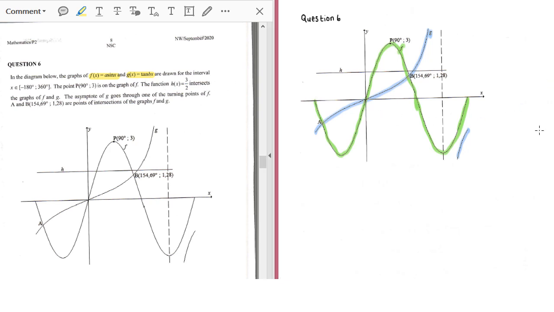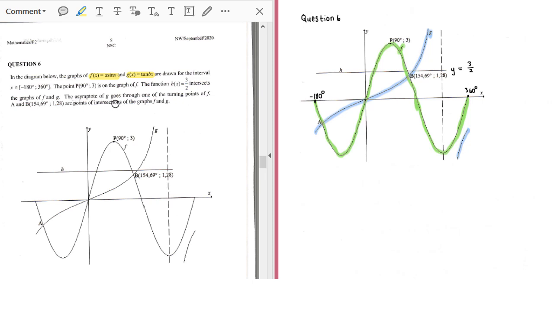And these two things are drawn for us in the interval from minus 180 degrees all the way up to 360 degrees. Okay. What else do we have? We have that the point P, which is (90 degrees, 3), is on the graph of F, and the function h of x equal to 3 over 2 intersects the graph of F and G. So we have this function h over here, which basically has the equation y, or h of x, equal to 3 over 2 or 1.5.